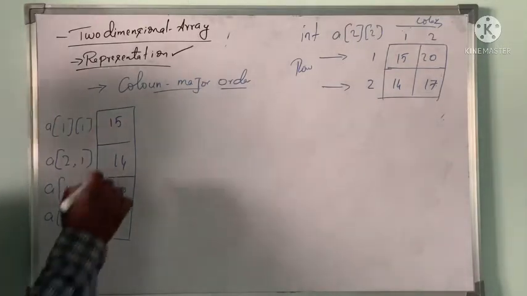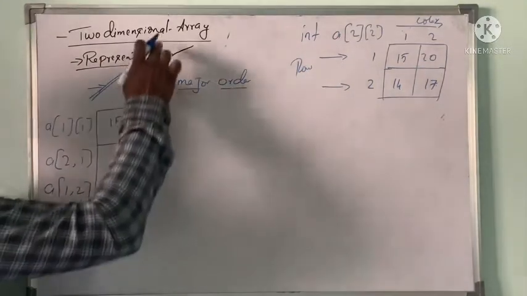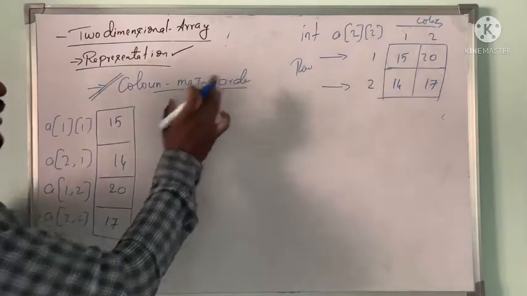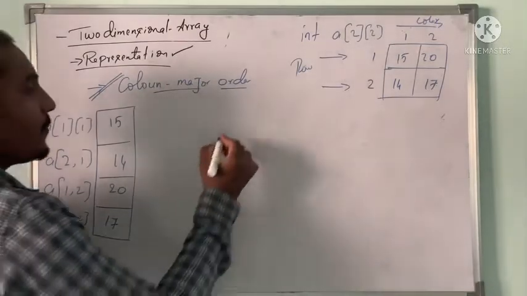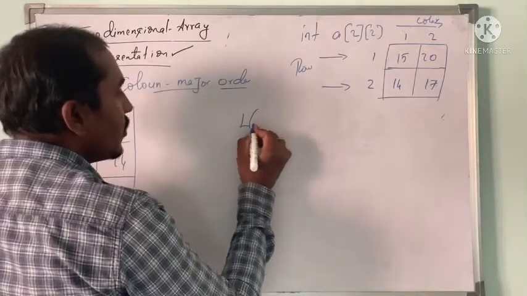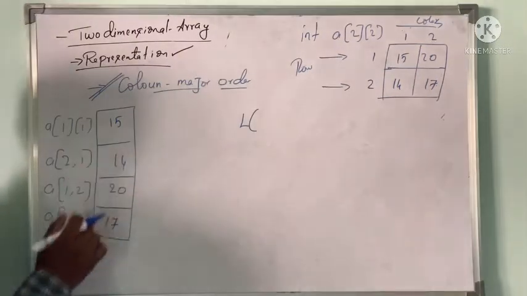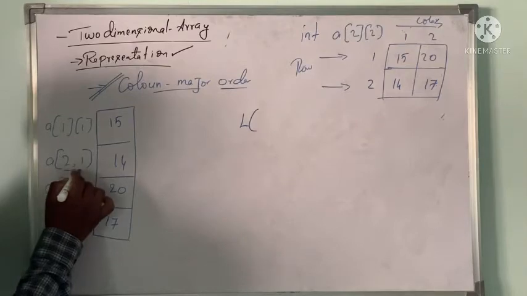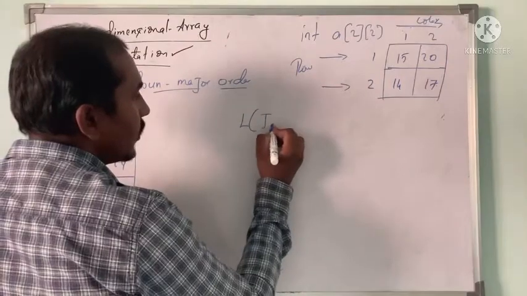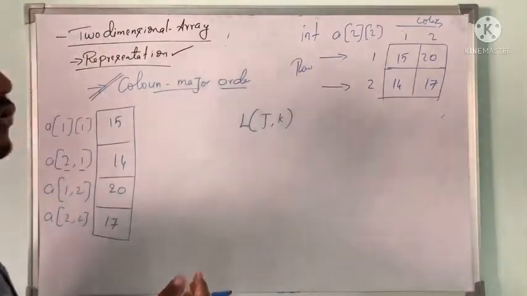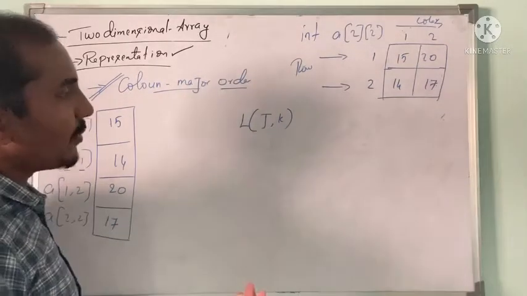So when a 2-dimensional array is stored in the form of column major order, the elements will be stored in this manner. We have a formula to find the address of any element. If I want to access any 2-dimensional array element, we need two indexes, one representing the row and one representing the column. One is called j, the other is called k, where j will be representing the row and k will be representing the column.